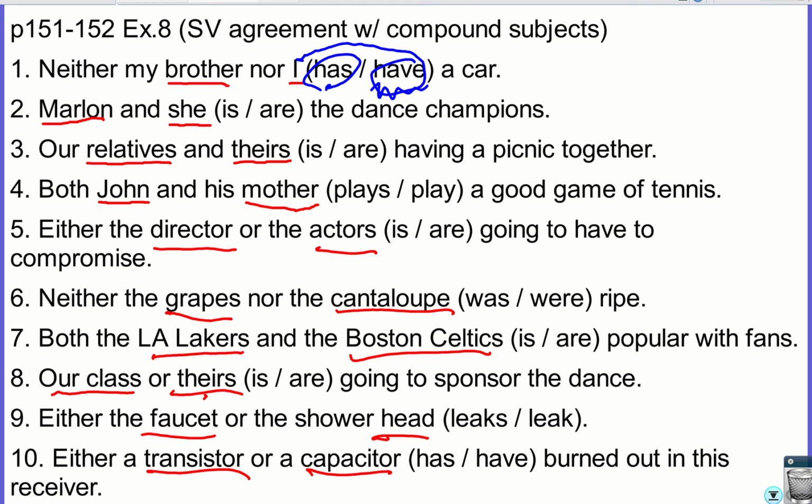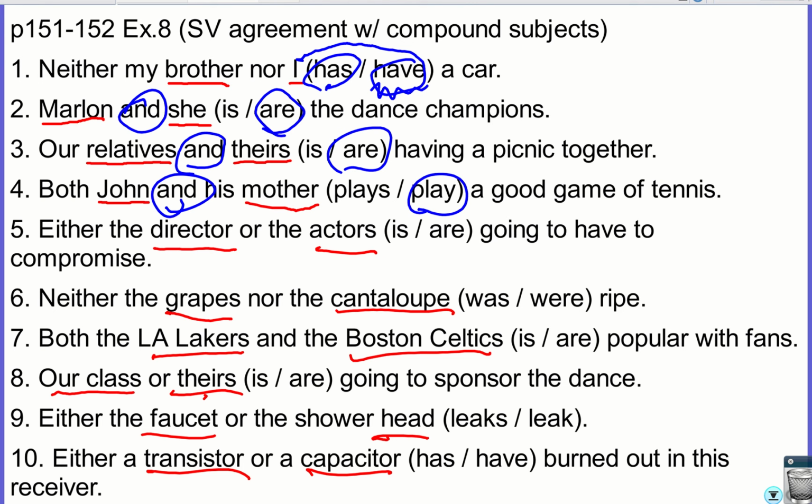Okay, anyway, moving on to number two, we have and as our conjunction. So if that's the case, we are always going to use a plural verb, so are is the answer. Number three, again, we're using the conjunction and. Theirs stands for their relatives. So we have our relatives and their relatives are having a picnic together. John and his mother play, again, a plural verb.